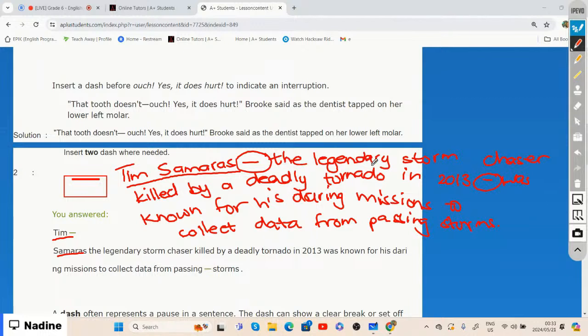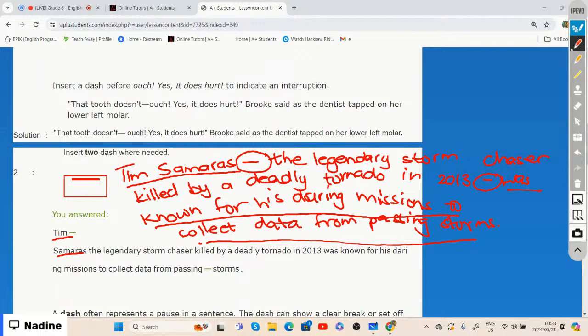It says that he was the legendary storm chaser killed by a deadly tornado in 2013, which means that if you knew who he was or you Googled him, then we don't need the added information about the legendary storm chaser that was killed by a deadly tornado in 2013, right? And he was known for his daring missions to collect data from passing storms, right?